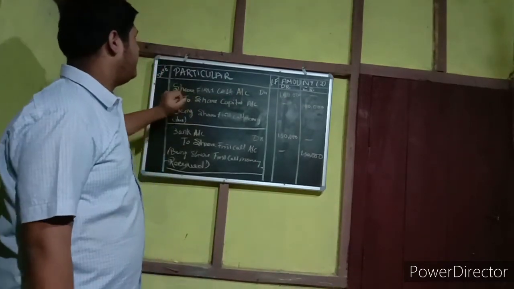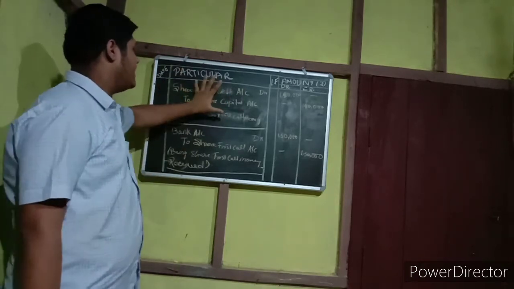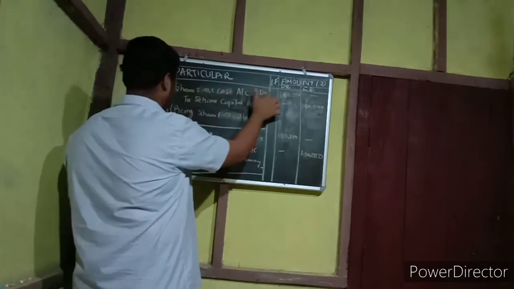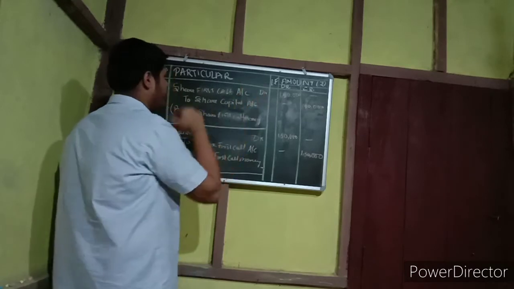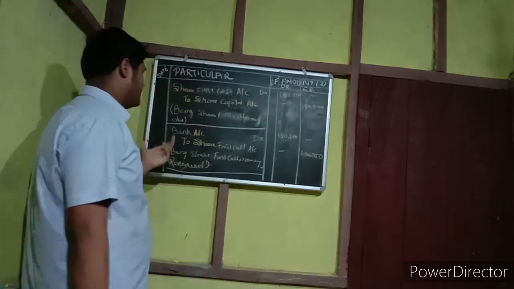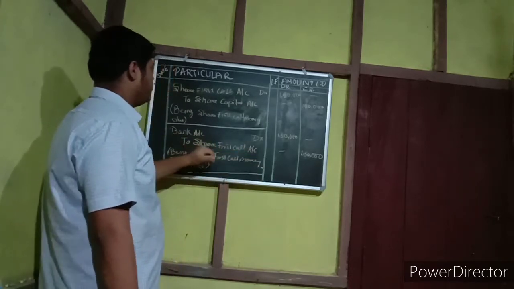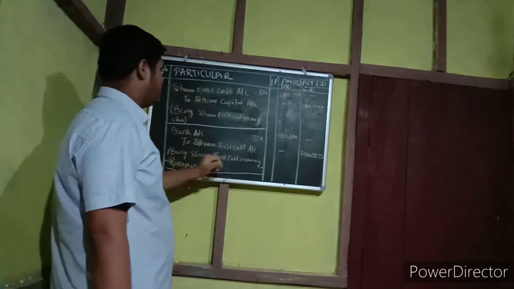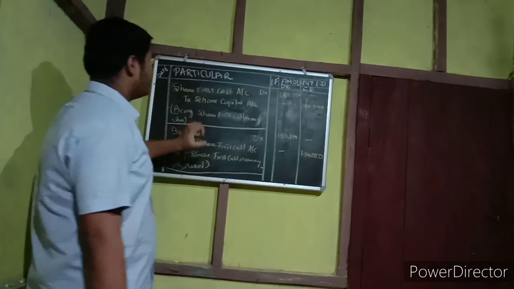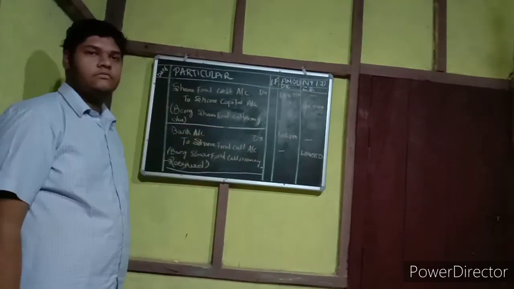So this is the entry for first call. As I said, if you know the allotment entry, then you can solve the first call and the final call also. Share first call account debit to share capital account, amount is 1,50,000, being share first call money due. Same as allotment, then you do the receive entry: bank account debit to share first call account, being share first call money received, 1,50,000. So this is the criteria which we will follow in first call also, final call also.